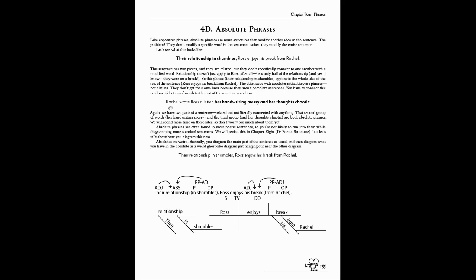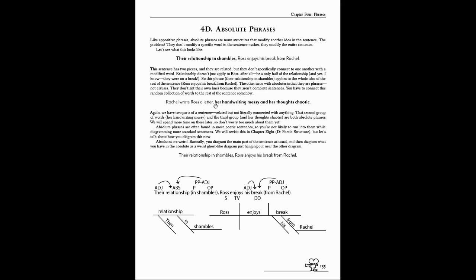Rachel wrote Ross a letter, her handwriting messy and her thoughts chaotic, like my nose right now. But this kind of goes to the whole idea of her writing the letter. So absolute phrases are just like tacked on to the end. You can get away with them a little bit, but when you start doing it a lot, readers get really confused.